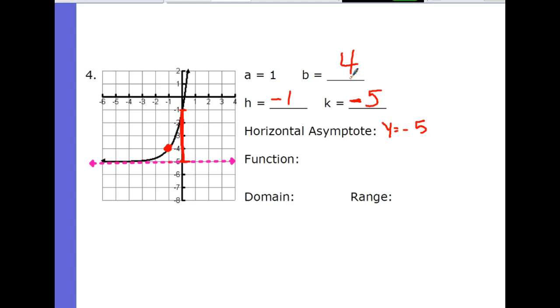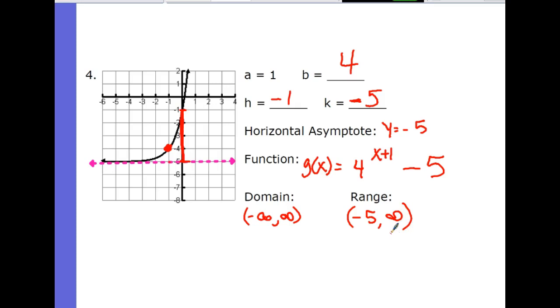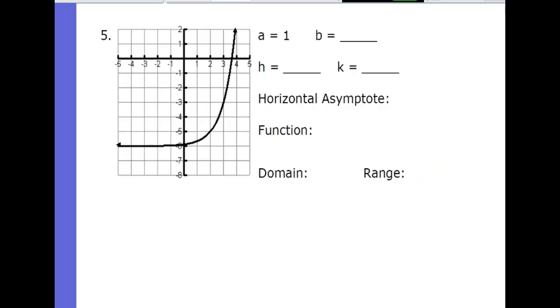Put it all together. For the equation, base b, x plus 1 minus 5. x is still a liar, so if that's a minus, this is a plus. Asymptote up is the range. Okay, you complete problem number 5.